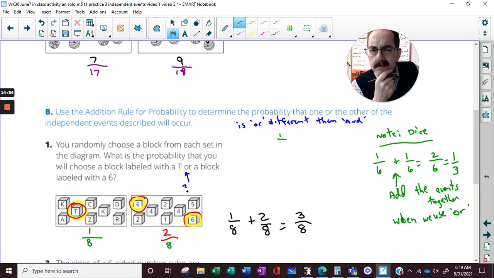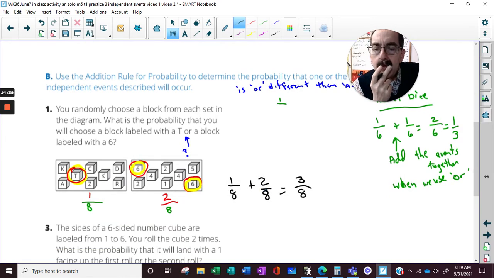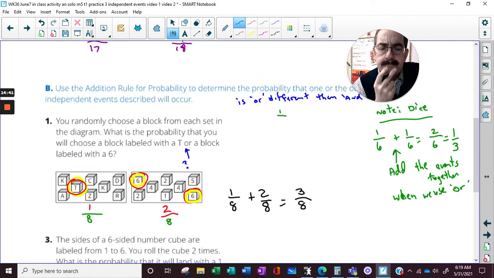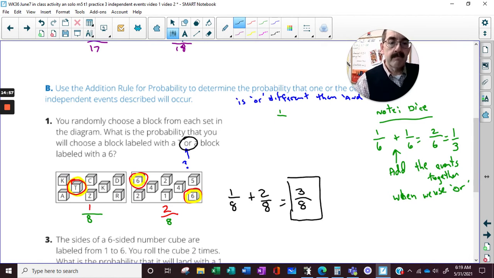Are we happy with that? We're not happy with that? What do you think? Or. An or statement. Probability of rolling this is a 1. Probability of rolling. I like this. I like that. Okay? This or that. Okay?